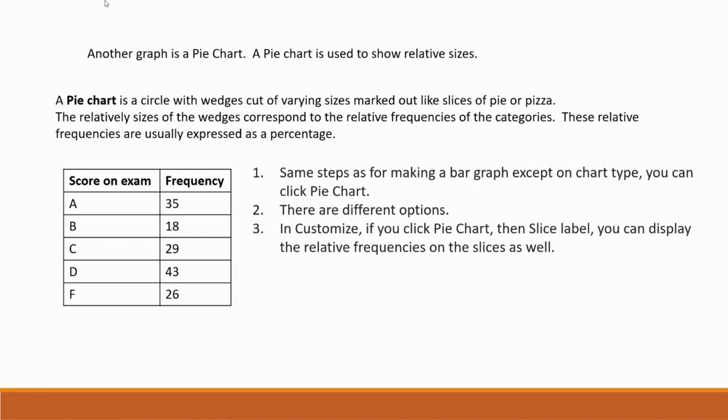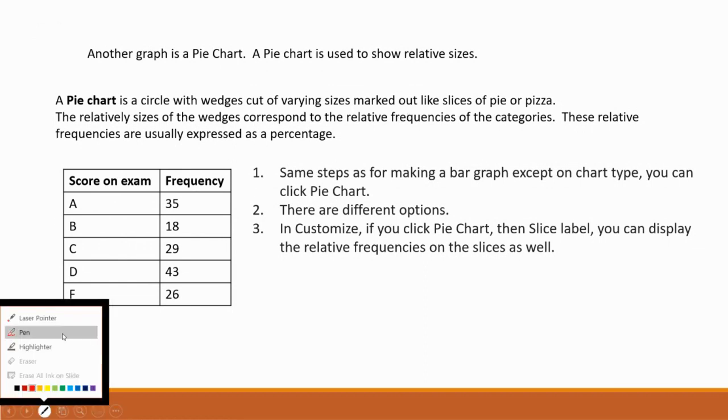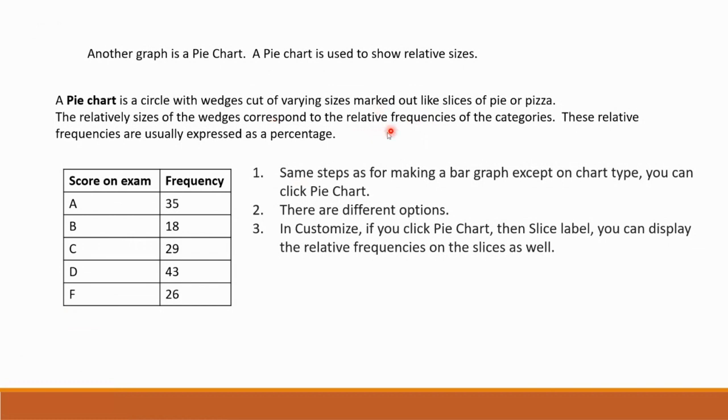You can think about a pizza pie. Maybe that might be better than a regular pie, like dessert or something. But the slices of the pie correspond to the different categories, and the size of each wedge corresponds to the relative frequency. Notice I didn't say frequency, I said relative frequency.